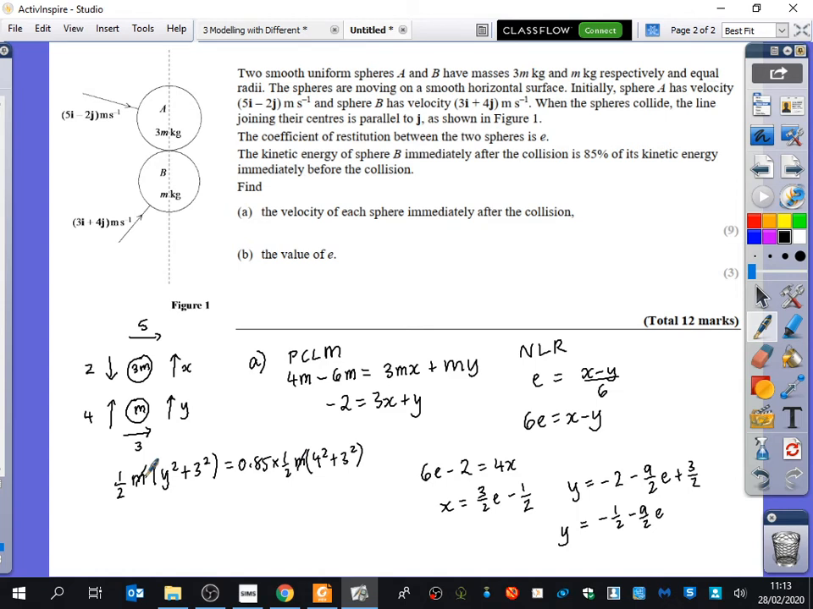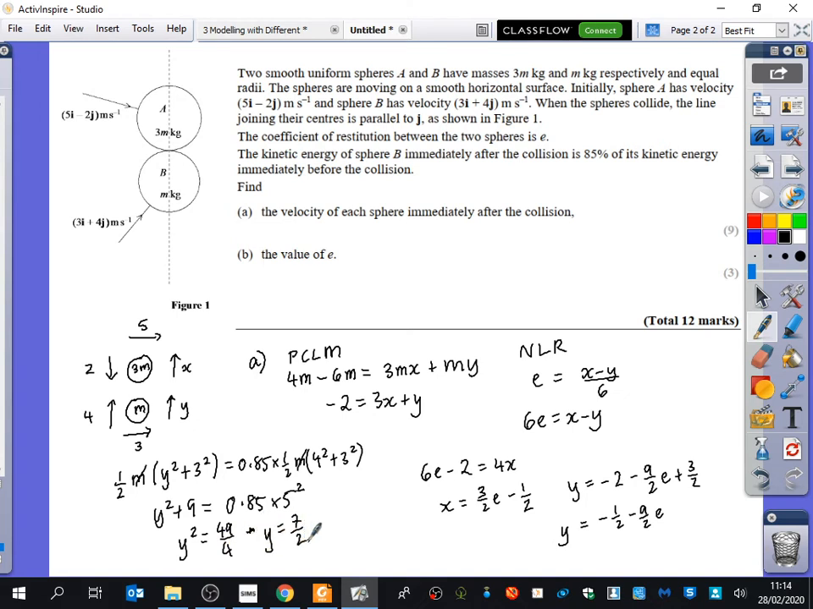So the m's cancel. So you get y squared plus 9 is equal to 0.85 times 25. So y squared is equal to whatever that is. Have you got that, Luke? Yeah, that's what I got. So what is y squared equal to? y squared is 49 over 4. So y is 7 over 2.